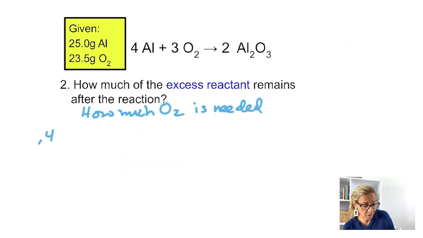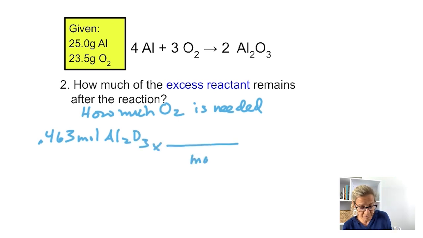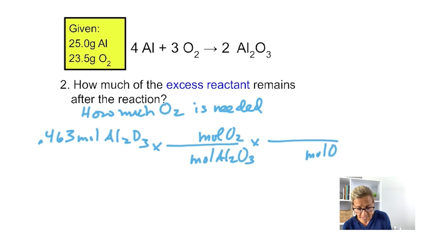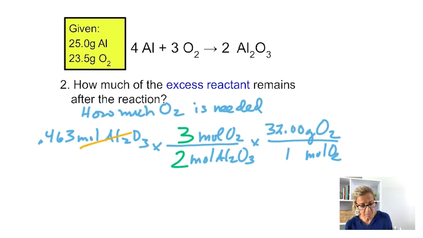And so I'm going to start with the 0.463 moles of aluminum oxide, and just do a mole ratio here. Get rid of moles of aluminum oxide and go to moles of oxygen. And then we'll trade in moles of oxygen for grams of oxygen. The mole ratio we pick off the reaction, so 3 and 2, those are your coefficients. And then the molar mass of oxygen is 32. When we work our units here, everything will cancel and we will get grams of oxygen.